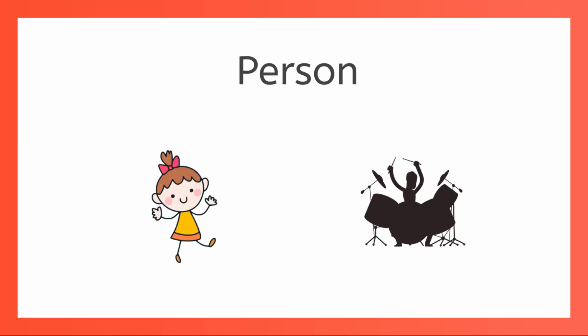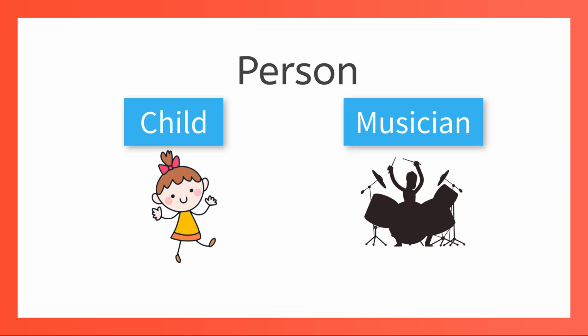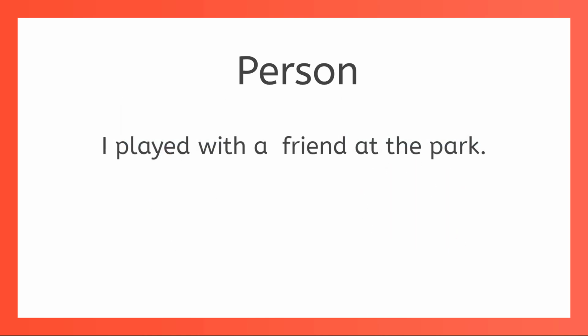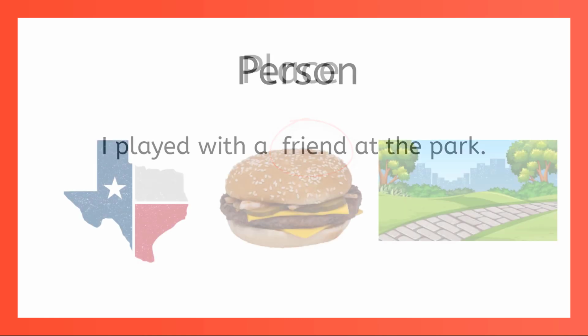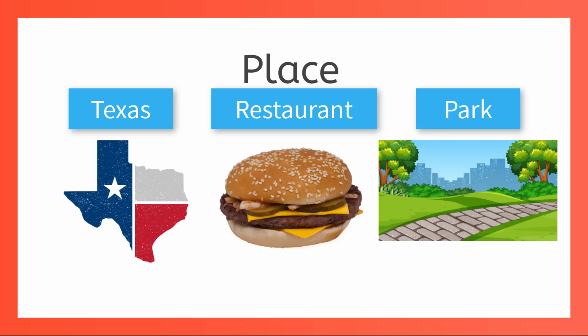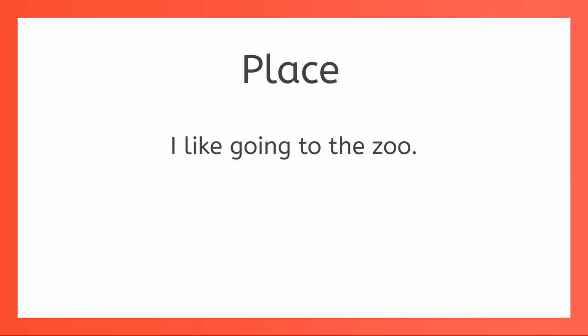A noun can be a person, such as a child, or a musician, or even your best friend. I played with a friend at the park. Friend is a person noun. A noun can be a place, such as Texas, a restaurant, or the park. I like going to the zoo. Zoo is a place noun.